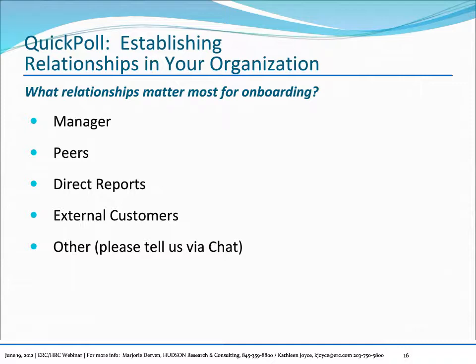As I mentioned, we've got a majority here. You should be seeing the results now. Majority being that managers are perceived as being the most important relationship to be developed through effective onboarding. Peers come in at about 25%, 13% direct reports, 10% external clients. What I find interesting here is we really didn't give you the opportunity to choose all that apply. You had to pick the most important. So what do you think of that, Marjorie?